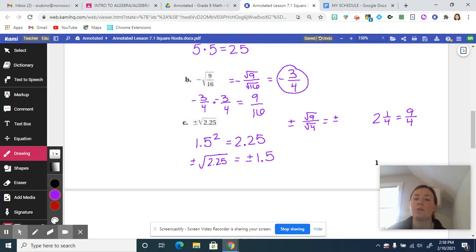Plus or minus the square root of 9 is 3, and the square root of 4 is 2. Plus or minus 3/2, which is the same as plus or minus 1.5. Okay, so if you ever come upon a problem like that, you could always try rewriting it as a fraction, and that may be helpful.